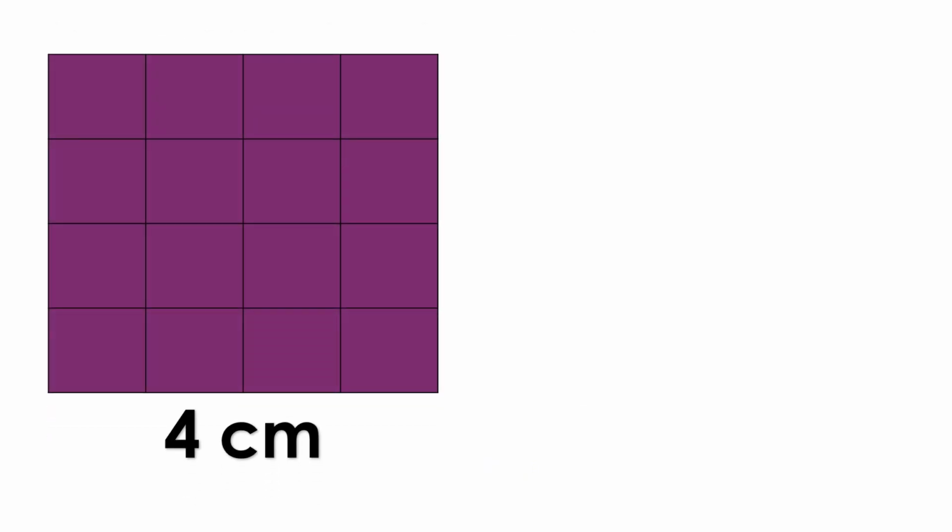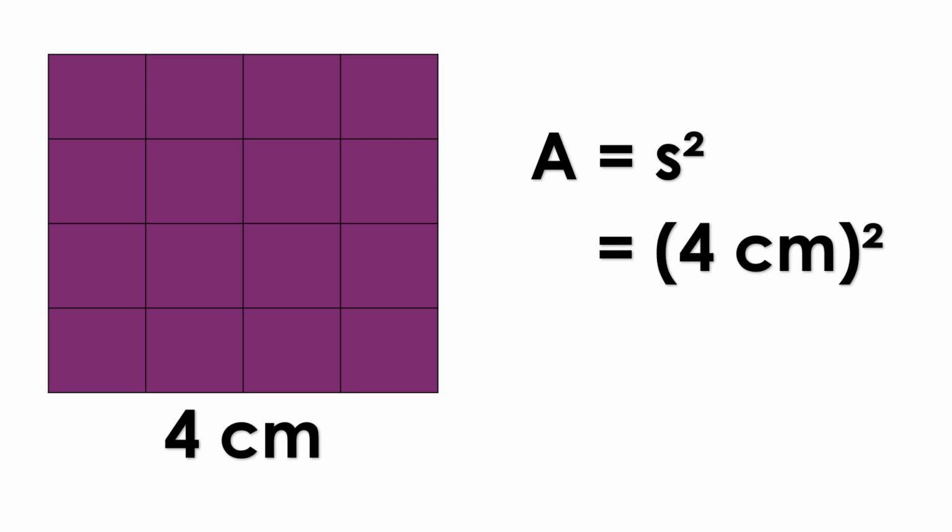Next, number 2. Find the area of this square. The formula in finding the area of a square is A is equal to S squared. That will be equals, substitute the value of S, equals 4 centimeters squared. 4 centimeters squared is equal to 16 centimeters squared.